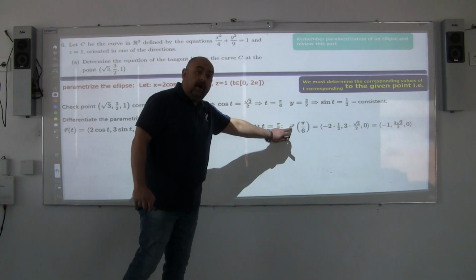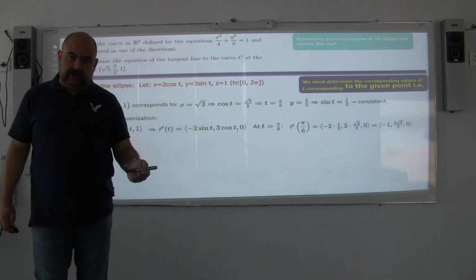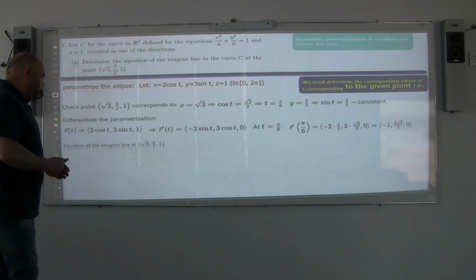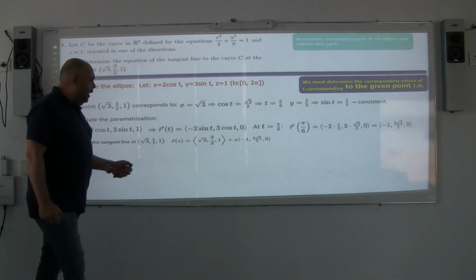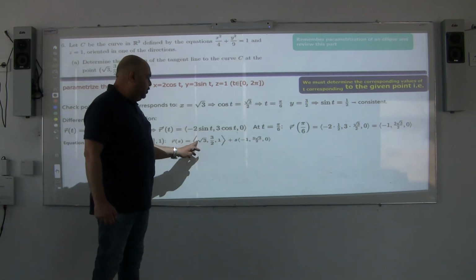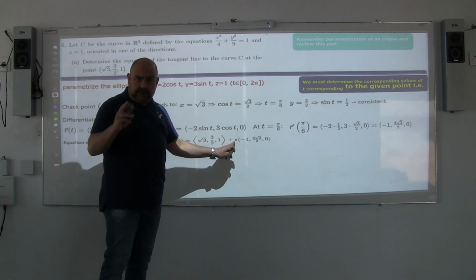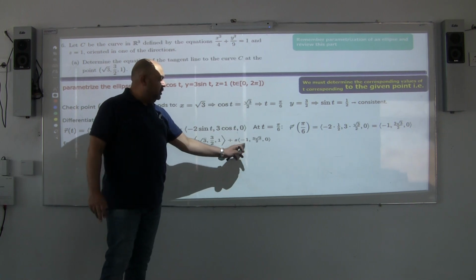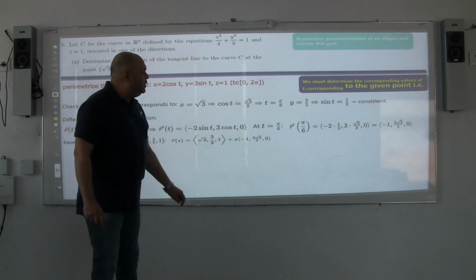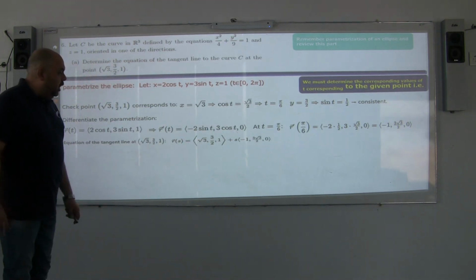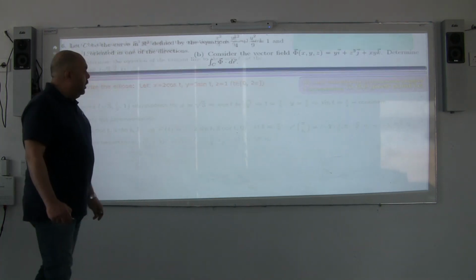This is the value of my r dash. Now I am ready to write the parametric form, which is going to be really very simple. The equation of the tangent line: I will have the point, which is root 3, 3 over 2, and 1, plus s, which is the parameterization variable, times the vector in the direction of this straight line, which is given by negative 1, 3 root 3 over 2, and 0.